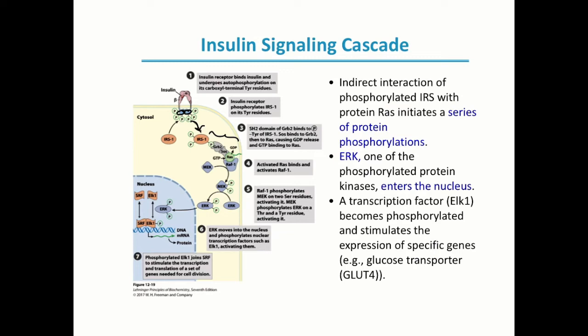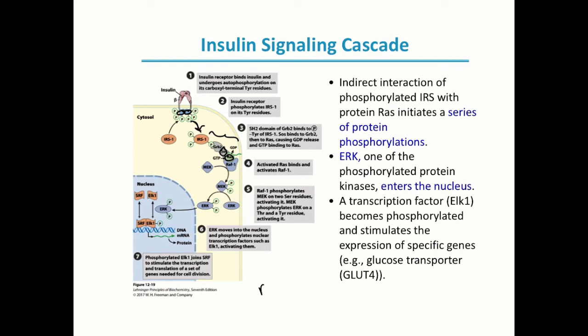GRB stands for growth factor receptor bound protein 2, an adapter protein with no intrinsic enzymatic activity. Its function is to bring together two proteins, in this case IRS1 and the protein SOS, that must interact to enable signal transduction. So here we have IRS1 binding to GRB2, and then SOS binds to GRB2 and then to the RAS protein, causing GDP release and GTP binding to RAS.